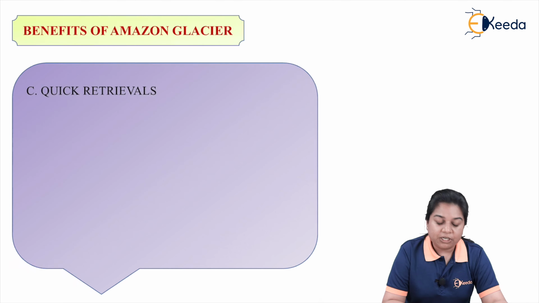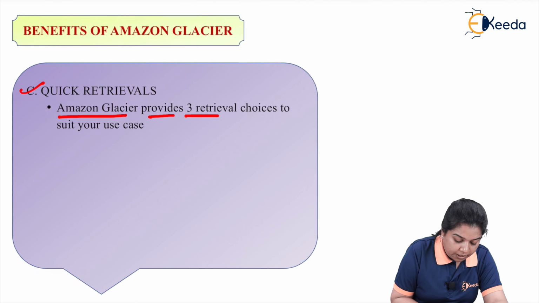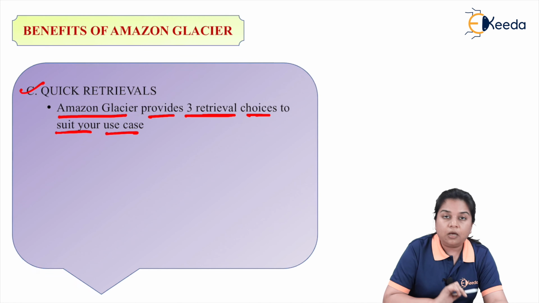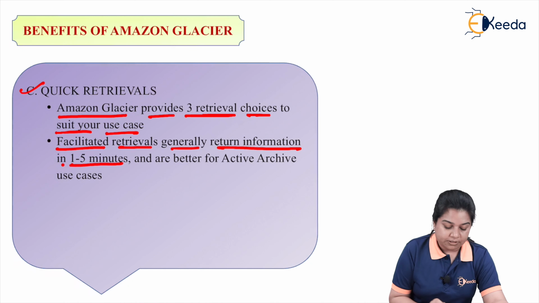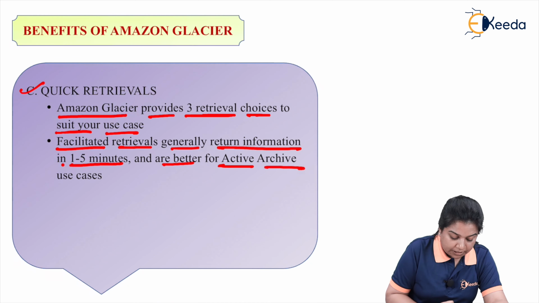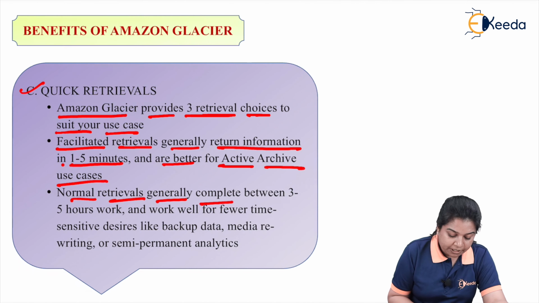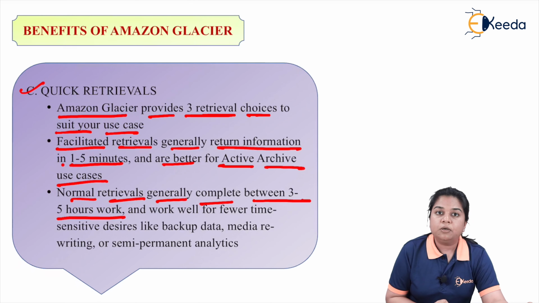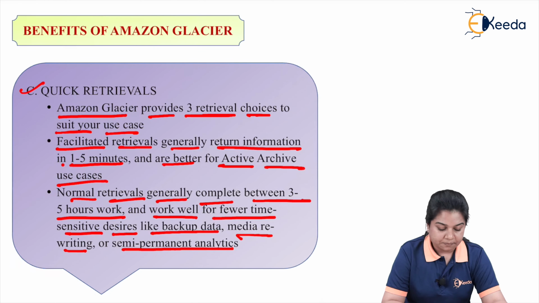Another benefit of Amazon Glacier is quick retrievals. Amazon Glacier provides 3 retrieval options to suit the use case. First, expedited retrievals typically return data in 1 to 5 minutes and are best for active archive use cases. Standard retrievals typically complete between 3 to 5 hours and work well for less time-sensitive needs like backup data, media editing, or long-term analytics.